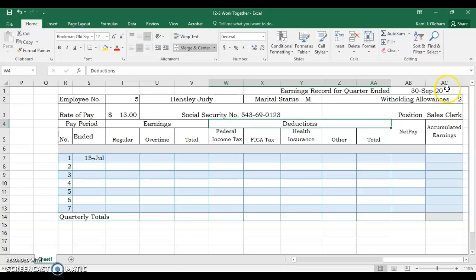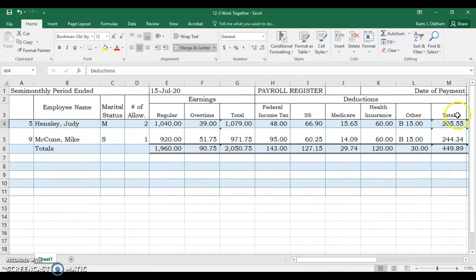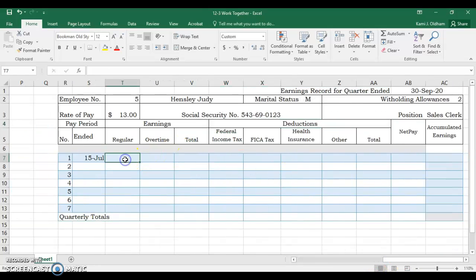So quarter ended. So remember, quarters are going to be every 3 months. So March, June, September, and December. So our July 15th payroll would fall into this 3rd quarter. And I am going to transfer these numbers over. So her regular is going to be 1040, 39, 1079, 48.